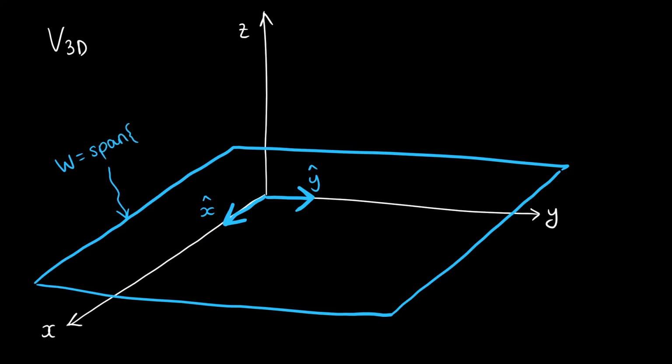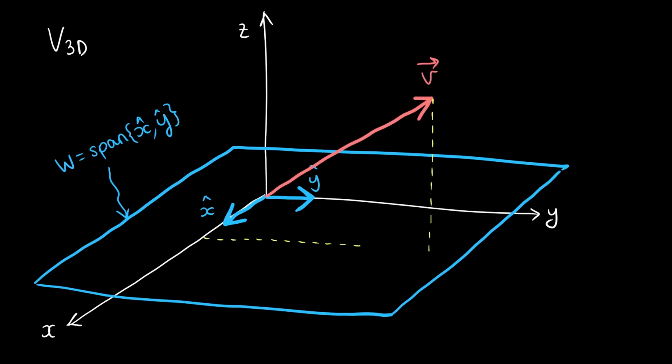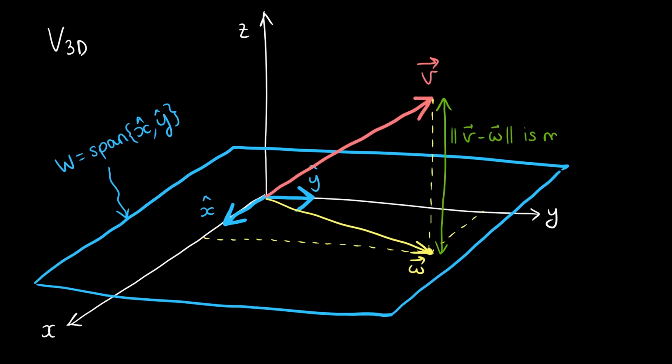This is clearly a subspace of V3D. Remember that any subspace is a vector space itself, and therefore we can talk about this vector space W in terms of having an orthonormal basis, which in this case could be the basis x hat, y hat. Any vector V in 3D space has a certain projection into this subspace. This projection is defined as the vector W, which is inside the subspace capital W, and which is closest to the vector V. By closest, we mean that the distance, or norm, of the vector V minus W is minimized.